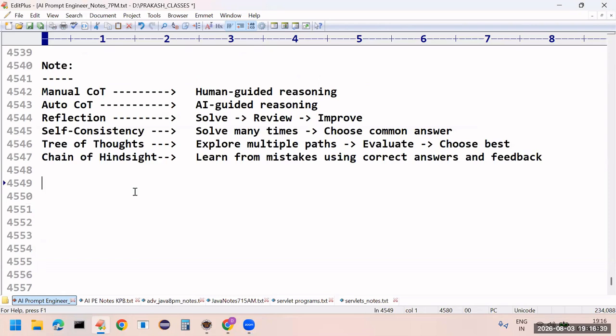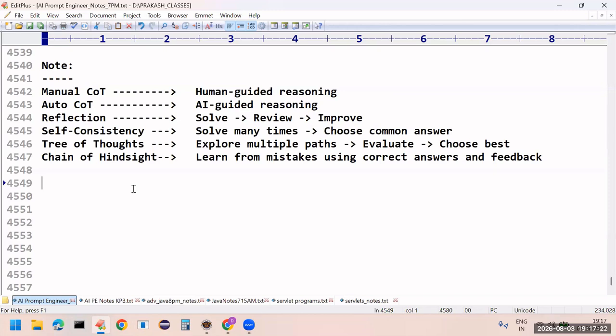In the last videos, we covered a sequence of reasoning prompts. We discussed manual COT, where we write the reasoning steps and my AI model has to follow those steps before solving the problem. Then auto COT: when I give any task to my AI model, I don't provide reasoning steps. My AI model has to generate the reasoning steps automatically.